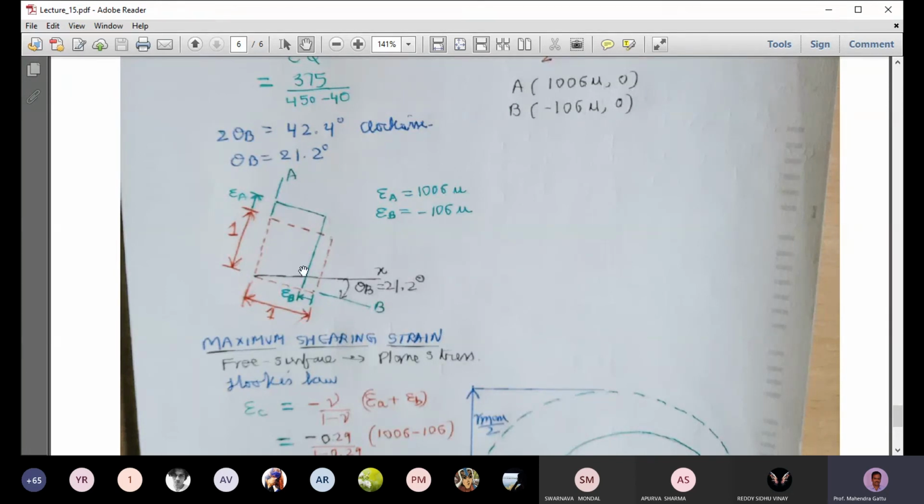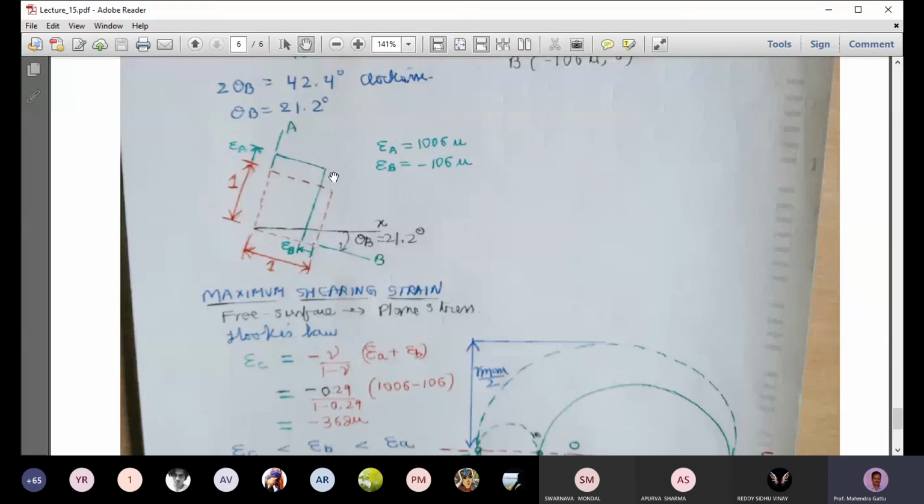So along A, that is this direction, there is an increase in length. Along B there is a shrinking in length. So this is the physical significance of what is happening, and you see that there is no change in angles anywhere. Whatever 90 degrees are there, the same angle is present. There is no shear strain occurring along these lines. That is, there is no relative rotation happening here.